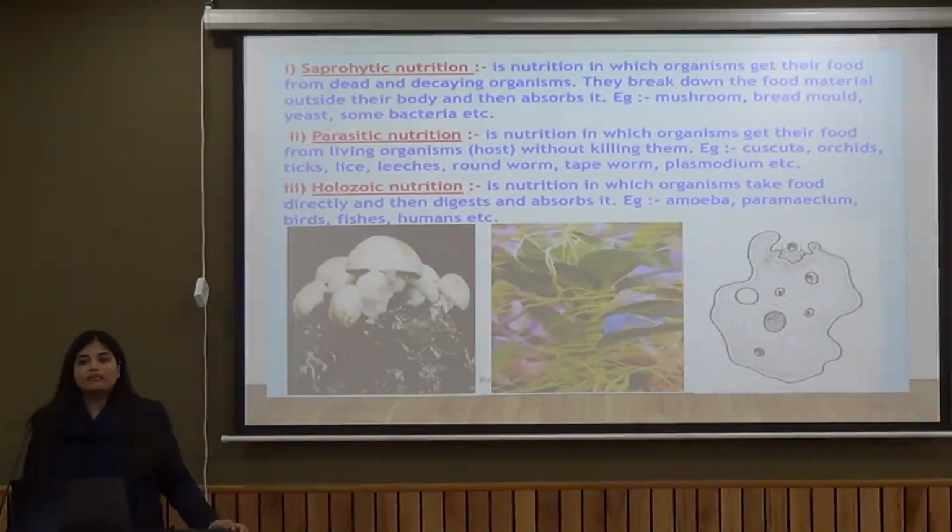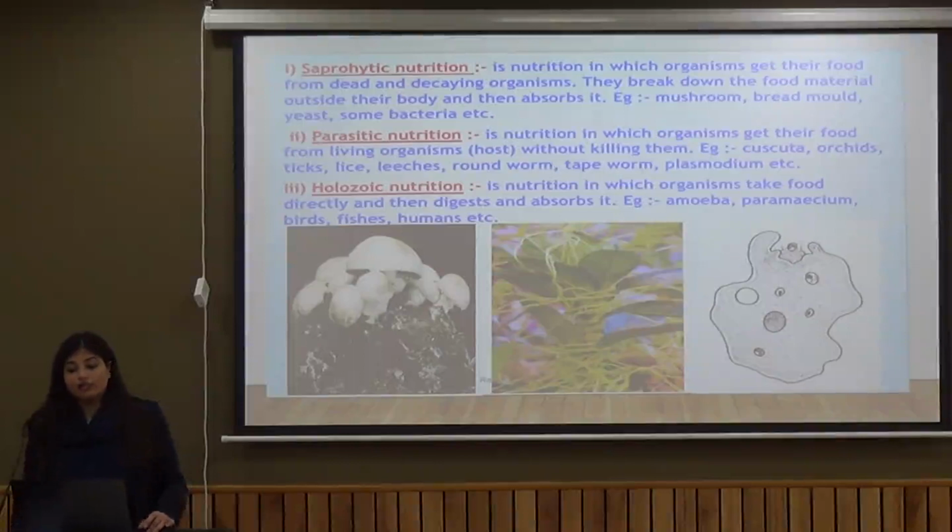What will happen in parasitic nutrition is that there will be an organism which will basically go and occupy the body of the host. Now then it will keep taking nutrients from the body of the host, but it will not kill the host. So you must have heard of organisms like leeches, ticks. Then in plants there is amarbel or cuscuta. These all organisms are parasites.